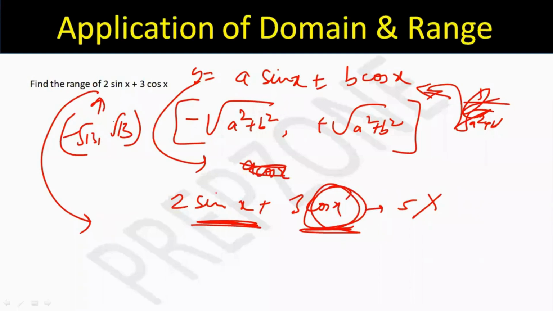See, had this question been 2 sin y plus 3 cos x, then the answer would have been clearly -5 to +5, because both can take individually -1 and both can take individually +1. So then the answer would have been -5 to +5. But because it is the same independent variable, that is x, hence the answer has to be this. Doubts? Anyone?